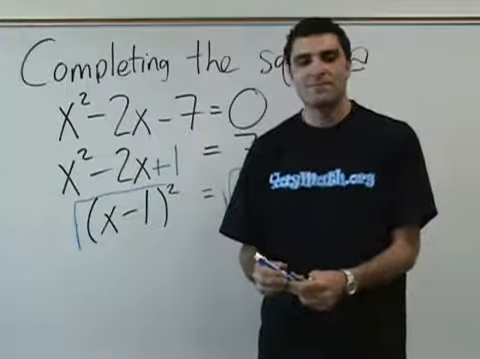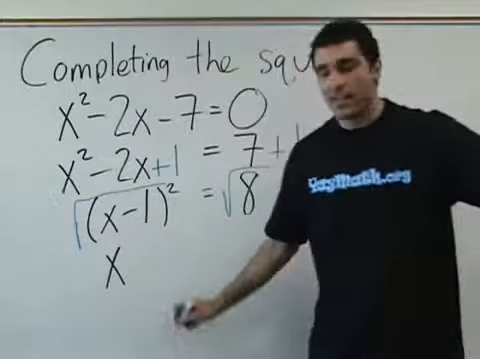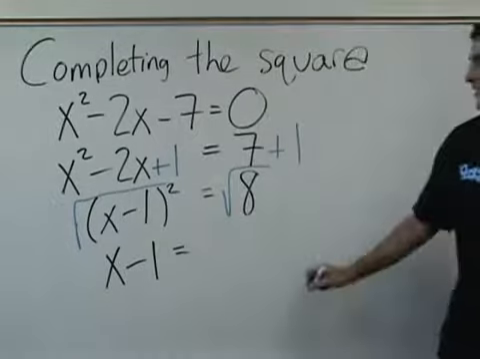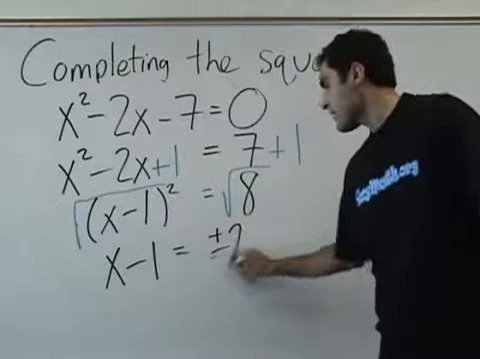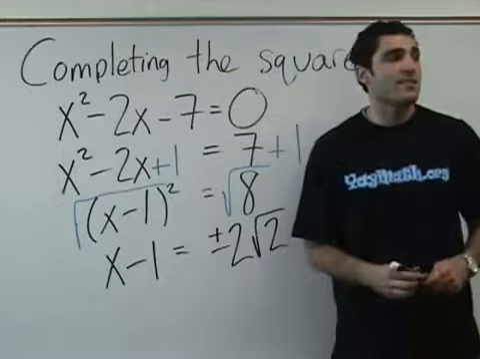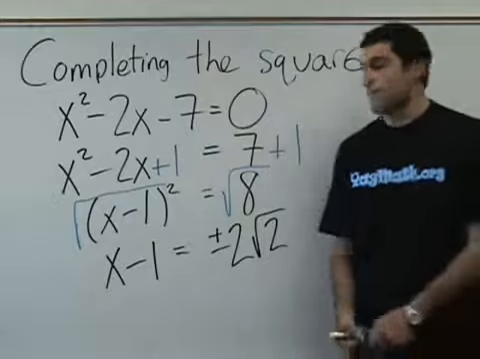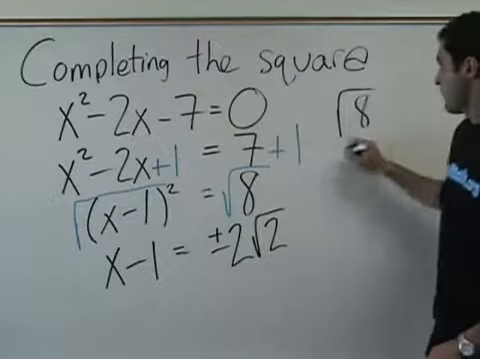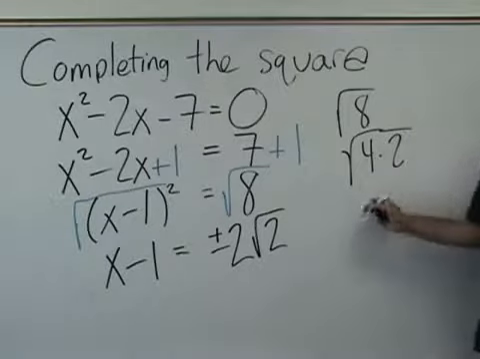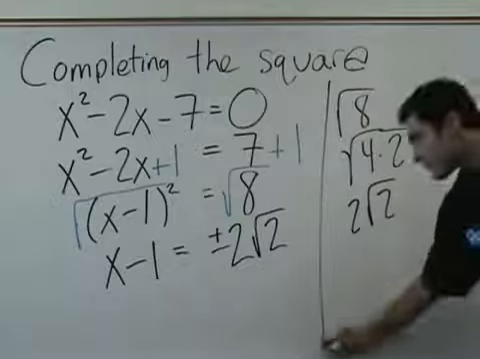Class, what do we do? This is so funny. X minus 1 equals what? Plus or minus 2 root 2. Do you have to always do plus or minus? Yes, you do. Square root of 8 reduces to 2 root 2. Square root of 8 is square root of 4 times 2. Square root of 4 is 2.